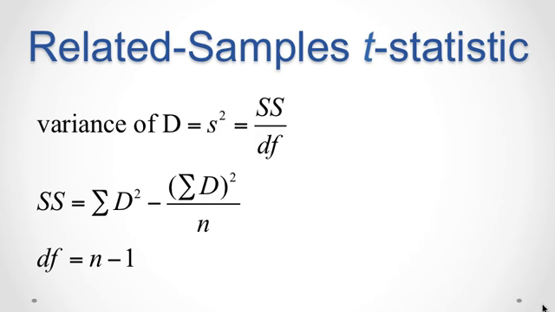Hopefully you recognize these formulas' structure. Variance and sum of squares are calculated in the same way. All we are doing is substituting x, the raw scores, for d, difference scores. This should all be very familiar to you by now.